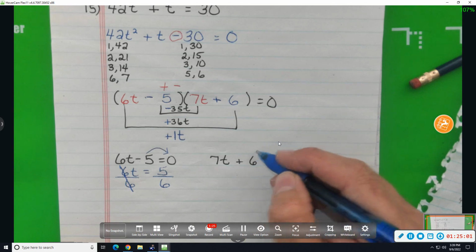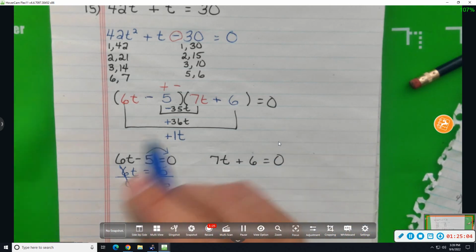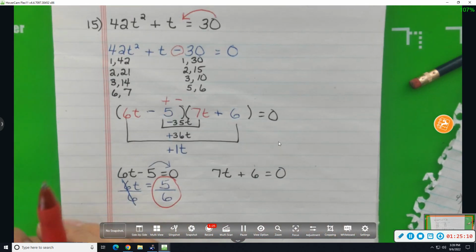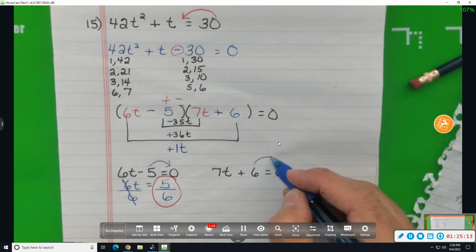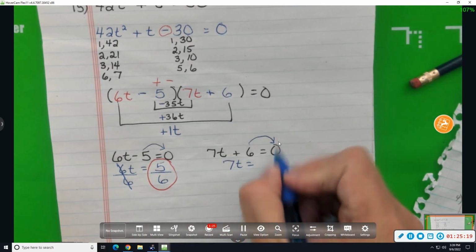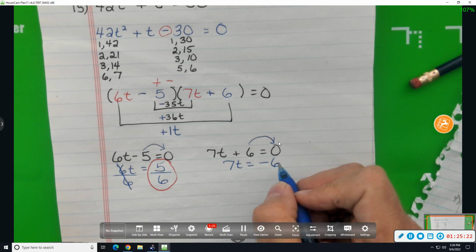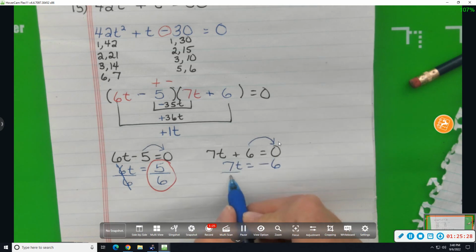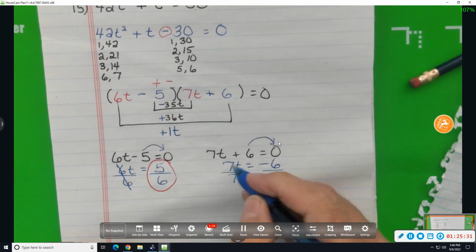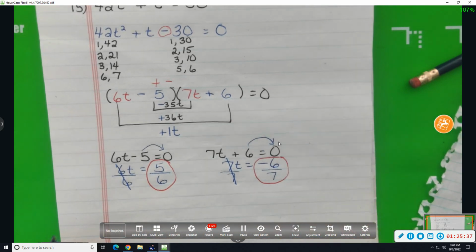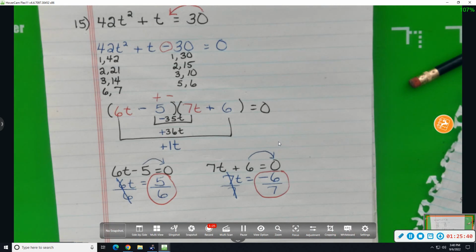What about over here? I think we're going to have 2 fractions as our answer. So there's one of our 2 answers. Now, that's going to give us 7t equals a negative 6, and then over 7. So negative 6 over 7 and a positive 5 over 6. Those are the 2 numbers we're going to type in as our answers.